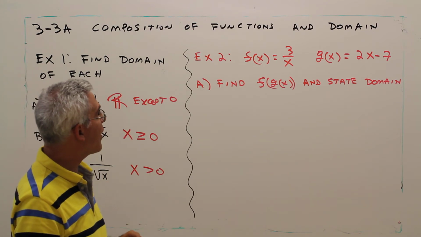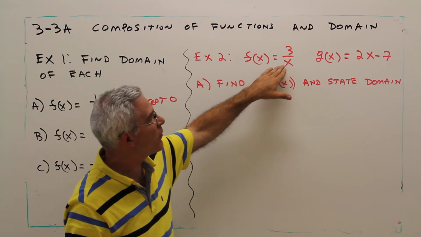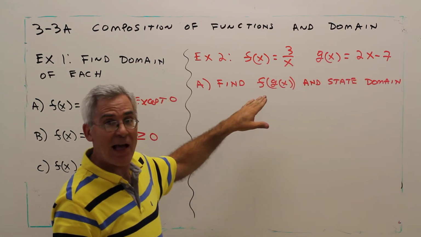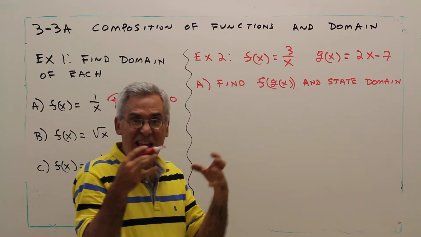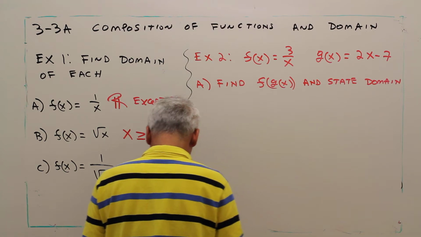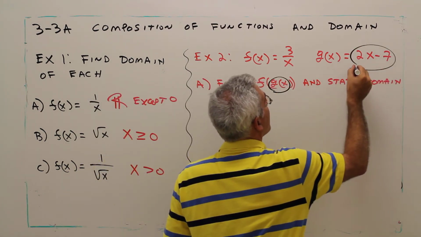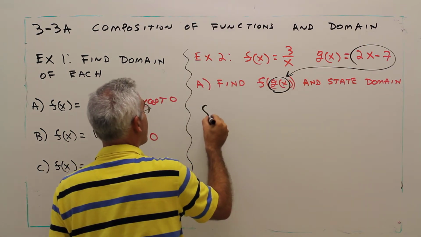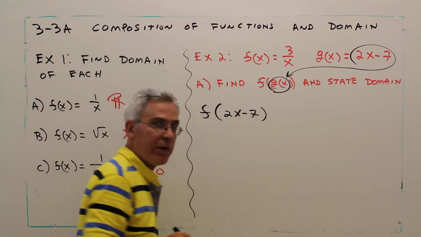Now for the composition. I've got f of x is 3 over x, and g of x is 2x minus 7. I want to find the composition f of g of x. So what I do is I do the inside thing first. All I'm going to do is wherever I see a g of x, replace it with 2x minus 7. So I'll write it as f of 2x minus 7.